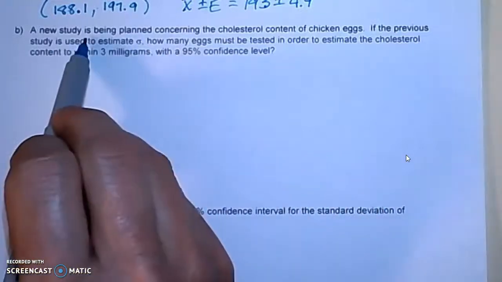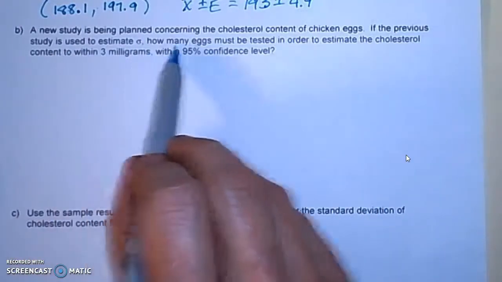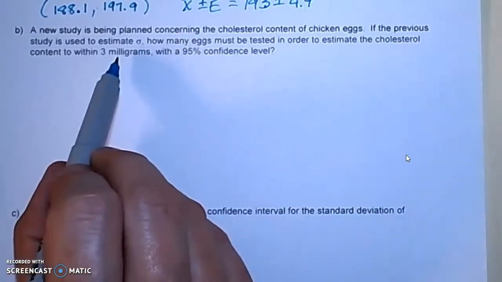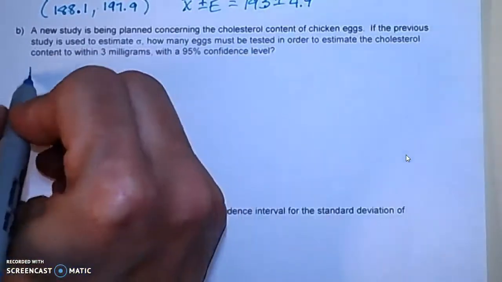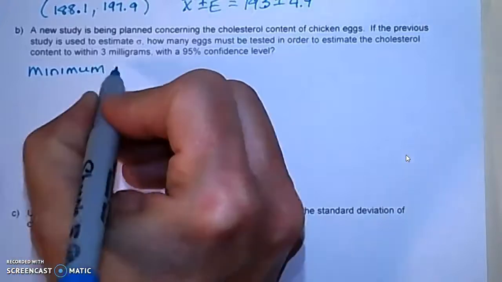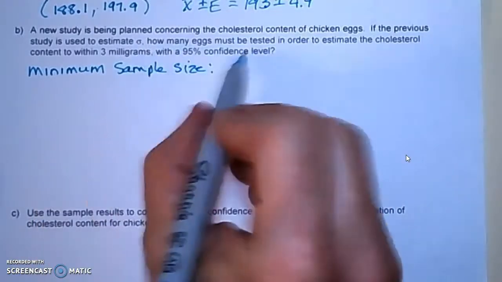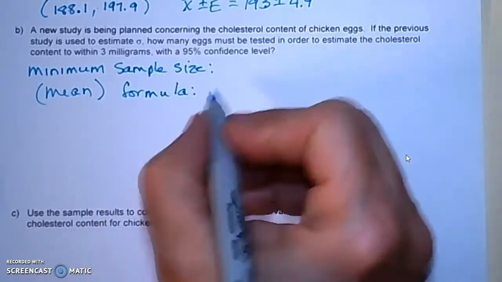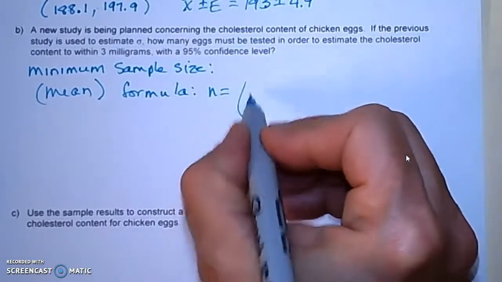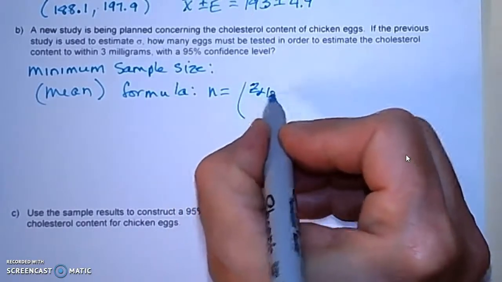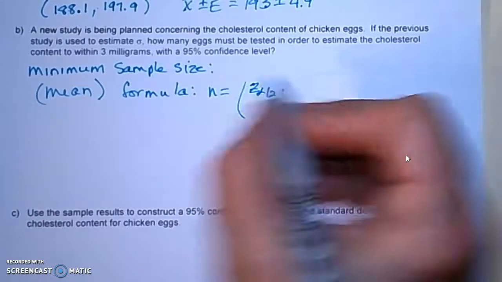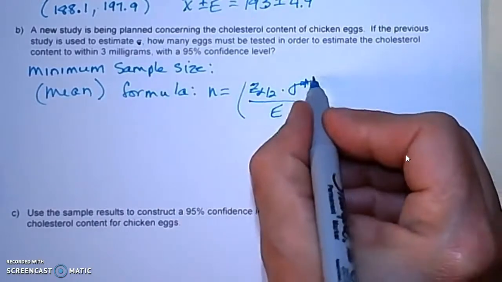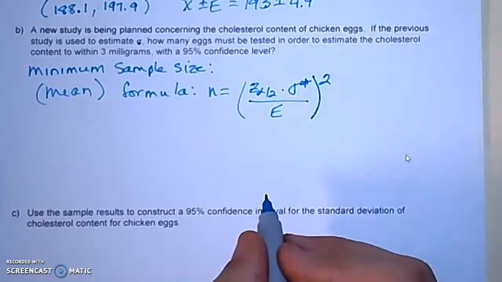In this question, we're doing a new study, and it asks how many eggs we have to test in order to estimate the cholesterol content. So what it's asking us to find is a minimum sample size. It's important in this one that we're talking about a mean. The formula is different than it is for proportions. What this formula looks like is it's z of alpha over 2, that's our critical value, times our estimate of our standard deviation over our margin of error, and that's all squared.